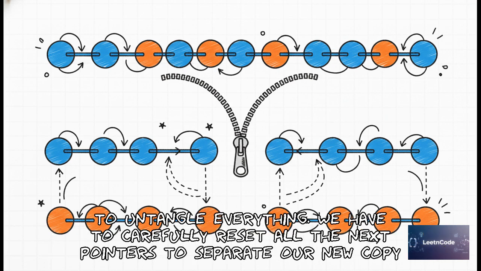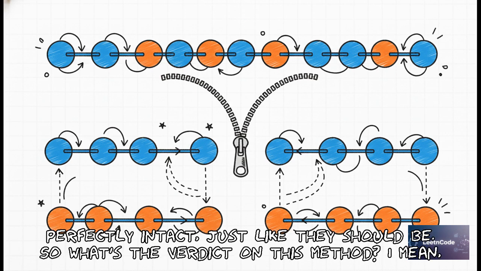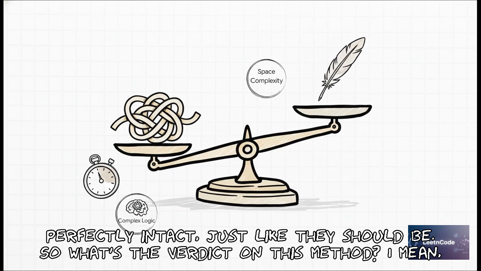Okay, so finally, once all the pointers are set correctly on our new nodes, we do one last pass to untangle everything. We have to carefully reset all the next pointers to separate our new copy from the original. When we're done, both the original list and our new deep copy are left perfectly intact, just like they should be.